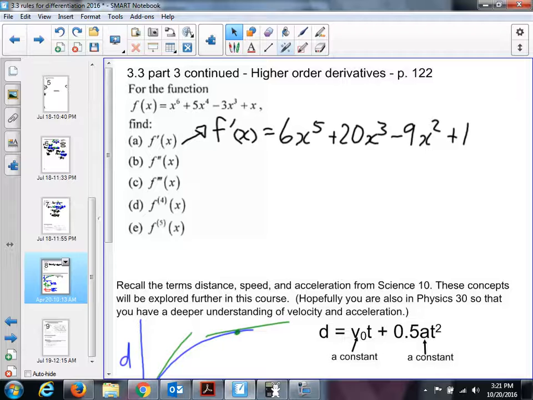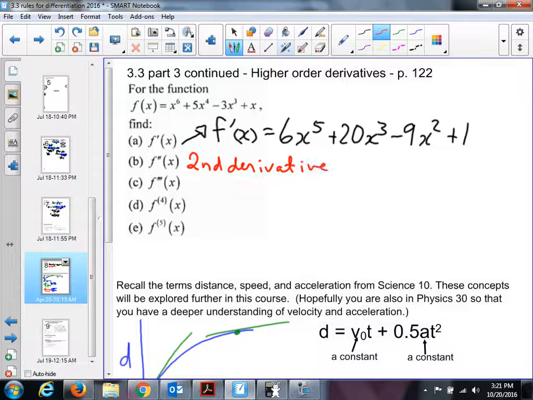Okay, the new thing, higher order derivatives. Right here, we've got f with 2 tick marks, f double prime. We call that the second derivative. And the second derivative can be notated with f double prime, or if you're using dy by dx notation, you could notate it like this.